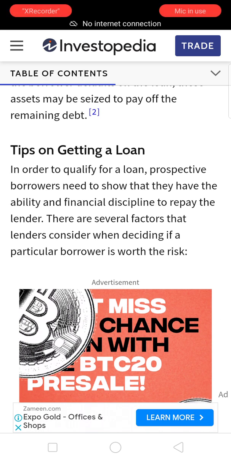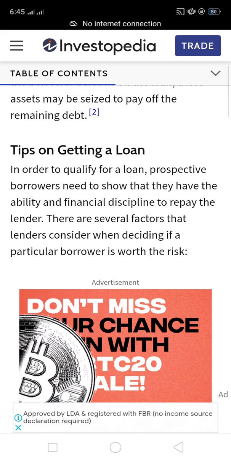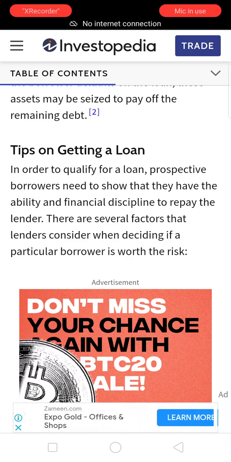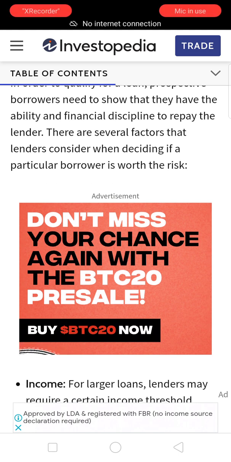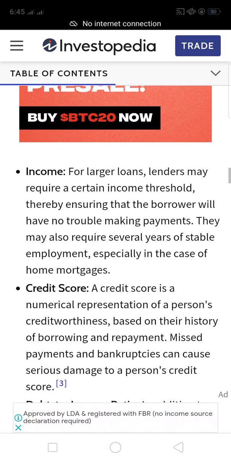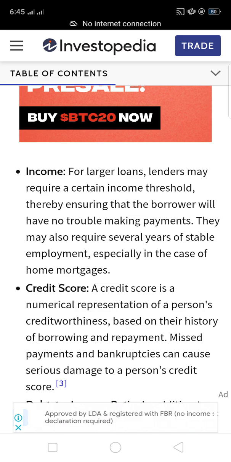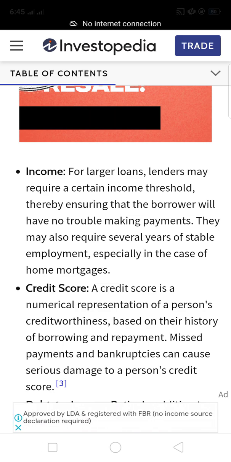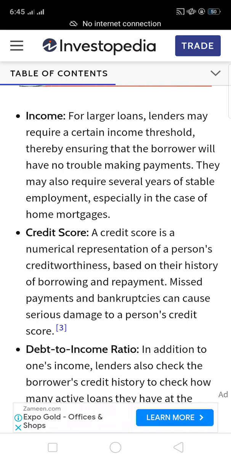Tips on getting a loan. In order to qualify for a loan, prospective borrowers need to show that they have the ability and financial discipline to pay the lender. There are several factors that lenders consider when deciding if a particular borrower is worth the risk. Income. For larger loans, lenders may require a certain income threshold, thereby ensuring that the borrower will have no trouble making payments. They may also require several years of stable employment, especially in the case of a home mortgage.